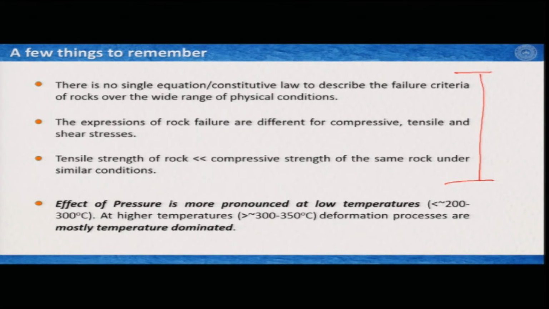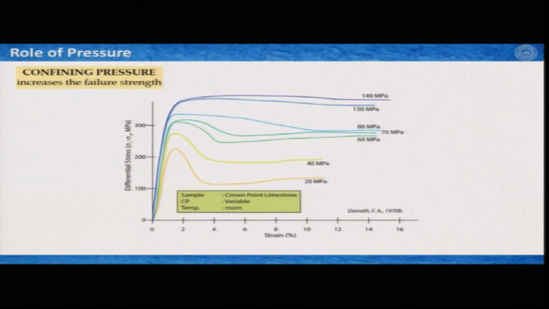The first one we take is confining pressure, and in all slides we will see this kind of curves where the vertical axis is stress or differential stress, the dynamic term, which is plotted against a kinematic term, strain. Now, what we see in this plot, the different curves. So, the sample was a Crown Point limestone that was deformed at room temperature at variable confining pressure.